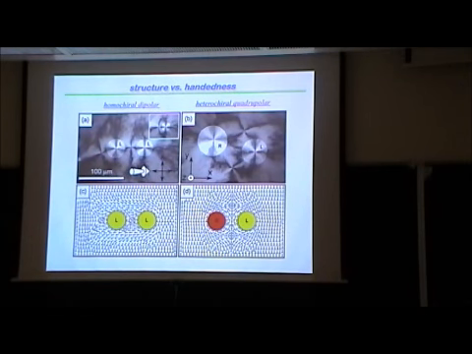Excuse me? Looking at this picture, how would you know that this is smectic and it's not nematic? Looking, well, at the microscope.